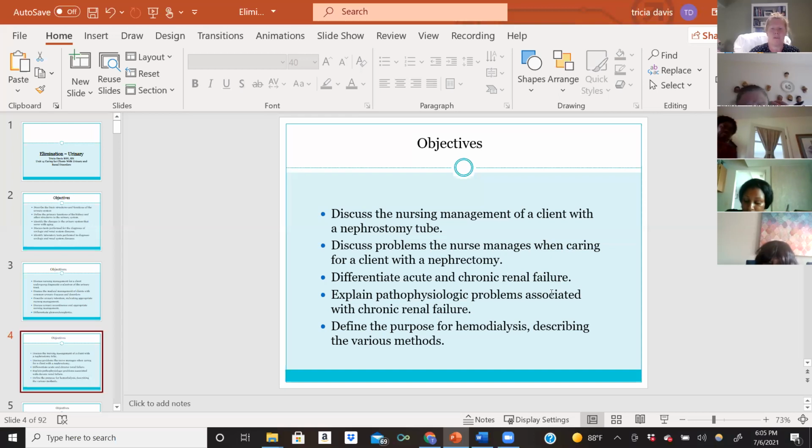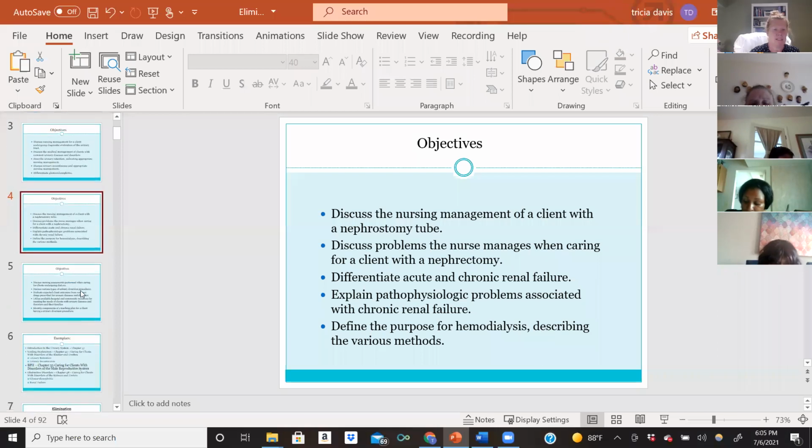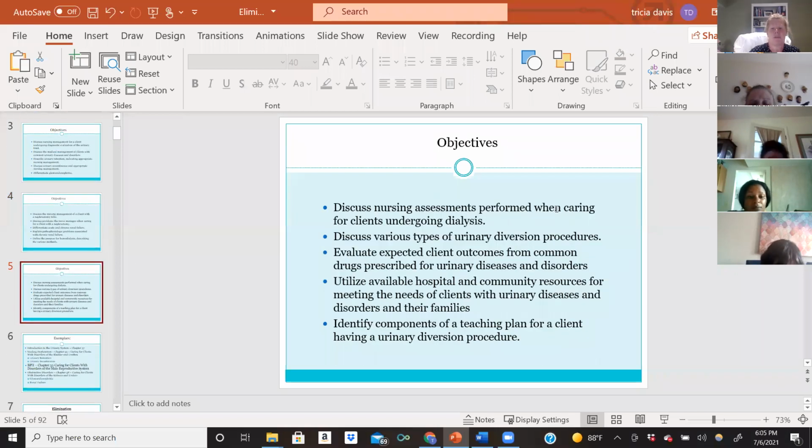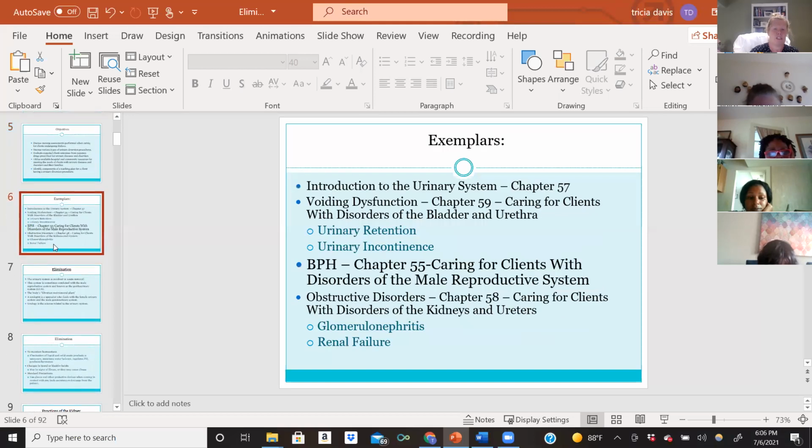Explain pathophysiologic problems associated with chronic renal failure, and define the purpose for hemodialysis, describing various methods. Discuss nursing assessments performed when caring for clients undergoing dialysis. Discuss various types of urinary diversion procedures. Evaluate expected client outcomes from common drugs prescribed for urinary diseases and disorders. Utilize available hospital and community resources for meeting the needs of clients with urinary diseases and disorders and their families. And identify components of a teaching plan for a client having a urinary diversion procedure.